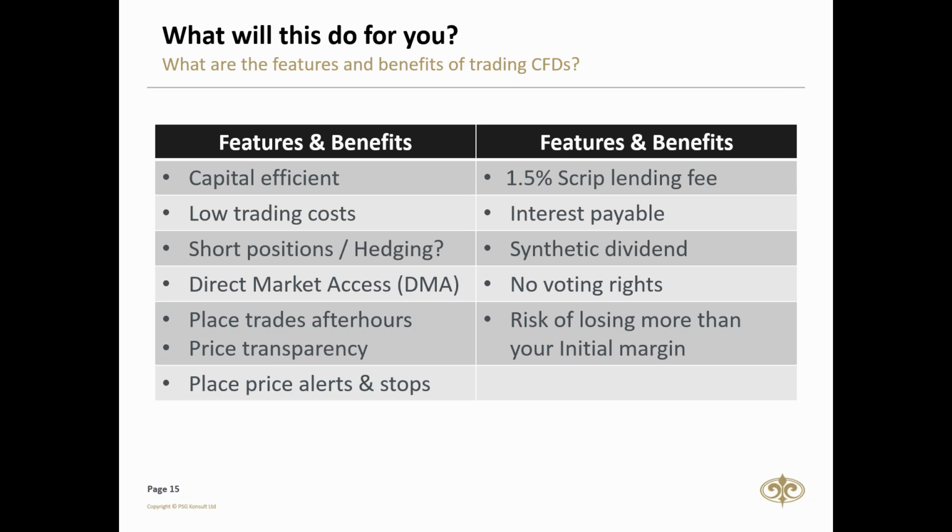So if you've used 2 days worth of scrip lending fee, it will be 1.5% on the notional that you short, divided by 365 days in the year, times 2 days, which will be your scrip lending fee for that period. Interest is payable on the long position.